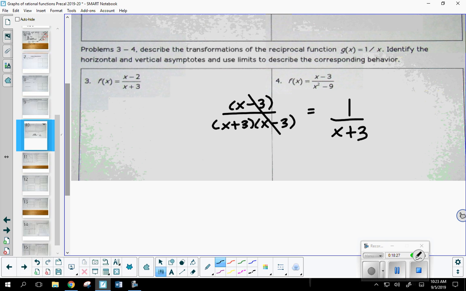But see, just by factoring it, I didn't have to do anything special. I've got that version that I was looking for. In fact, what's the only transformation that's happening here? He wants to shift left 3 units. Okay, that's it.